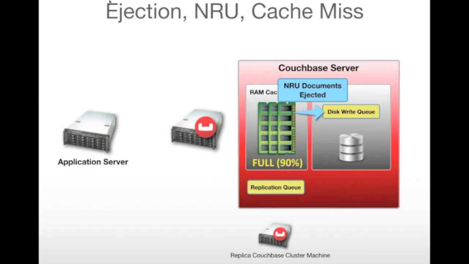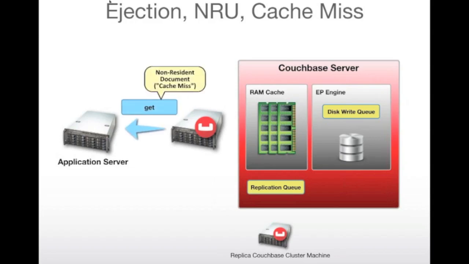So what happens is when you do a get on something that has been ejected, and we use an NRU, which is a not recently used list, it reads it off disk and then into the RAM cache, and then returns it to your application server. So in a cache miss, this is what we call a cache miss, it'll read it off disk into RAM cache and return it to the application server. So now that one is a recently used item, so it is in the RAM cache now.